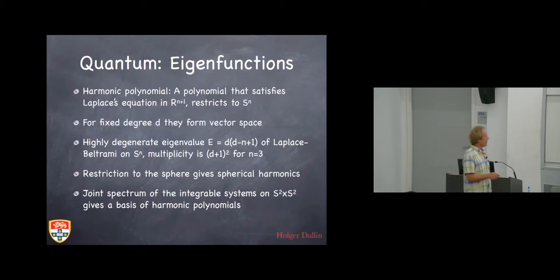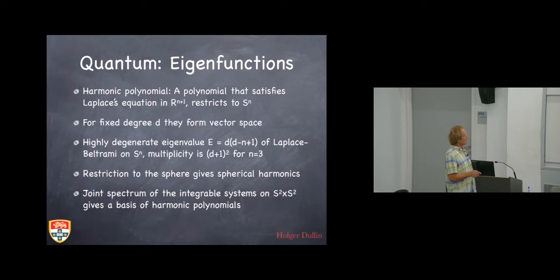And so for a fixed degree of these polynomials in n+1 variables, they form a vector space. And in a way, these integrable systems that we constructed now are the classical analogs of these harmonic polynomials, or of versions of them, to choose a basis in this vector space, I guess I should say.